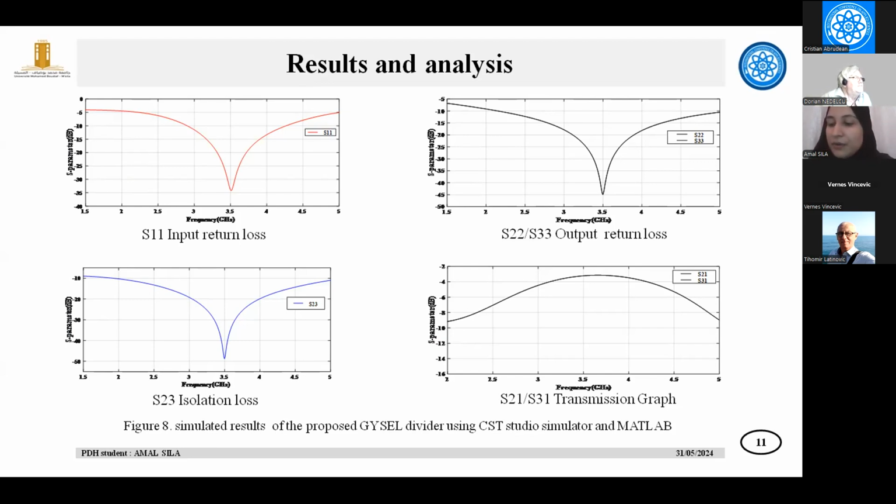The last figure depicts the transmission coefficient S21 and S31. This coefficient represents the power transfer from the input to output 2 and 3 respectively. At the operation frequency of 3.5 gigahertz, both S21 and S31 are better than minus 3.5 dB. Overall, the CST simulation results demonstrate that the proposed design achieves a wide operation bandwidth, good signal matching, high isolation between outputs, and efficient signal transmission at 3.5 gigahertz.